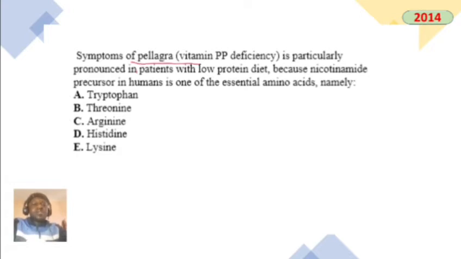Symptoms of pellagra, that's vitamin PP, are particularly pronounced in patients with a low protein diet, because the nicotinamide precursor in humans is one of the essential amino acids, right? If you still remember, I gave you a list of amino acids and what they give. So nicotinamide actually comes from tryptophan, exactly. And there is another neurotransmitter which comes from tryptophan. It's actually serotonin. So here the answer is tryptophan. Tryptophan gives nicotinamide and also gives serotonin.